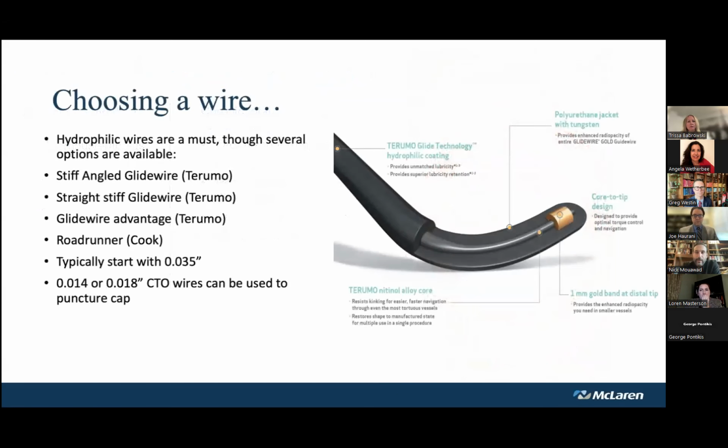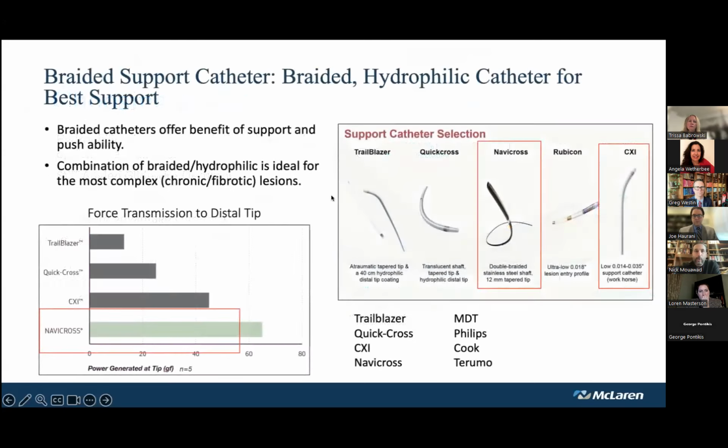So briefly, to choose a type of wire, and we all have our own wire that works for us. I'm a fan of the Glidewire Advantage, but that helps us allow the crossing profile that we want and escalate our therapy based on that. More importantly, as was discussed, a support catheter is necessary. I tend to use a Trailblazer, but you can move to a CXI, which gives you more coaxial support in order to get the central luminal crossing, if at all possible. And this is obviously presented by multiple different companies, including Medtronic and Philips and Cook and so forth. You get to pick your own poison.